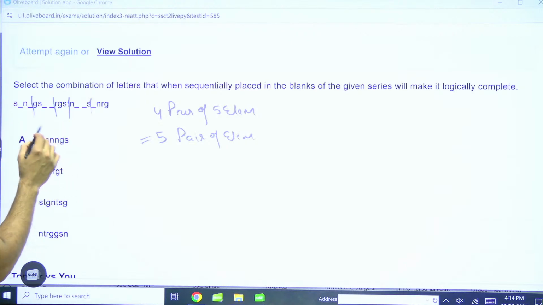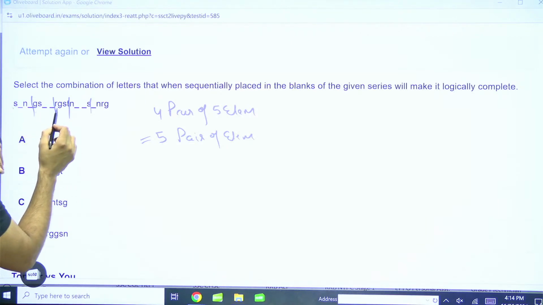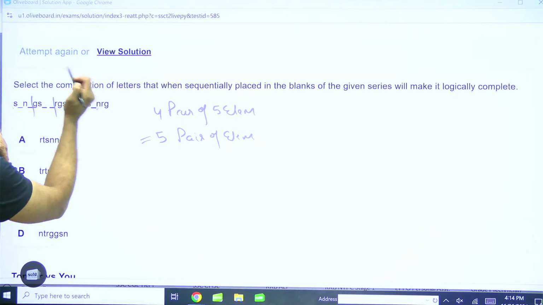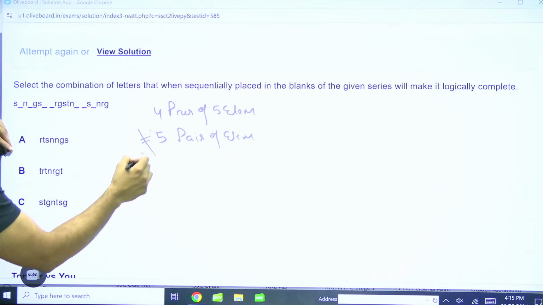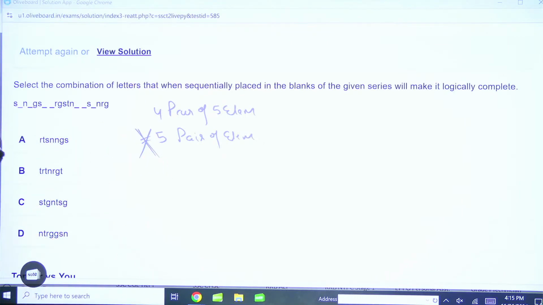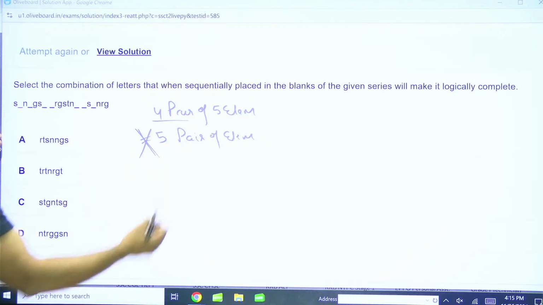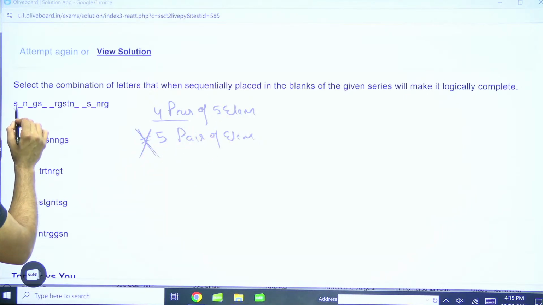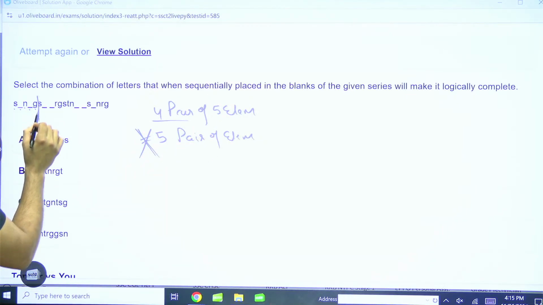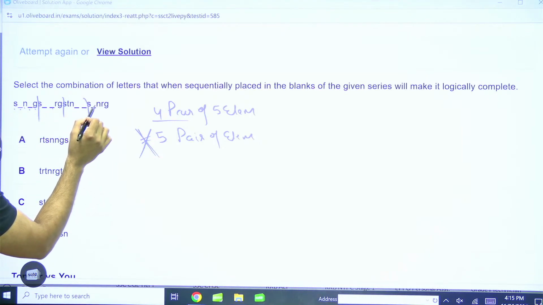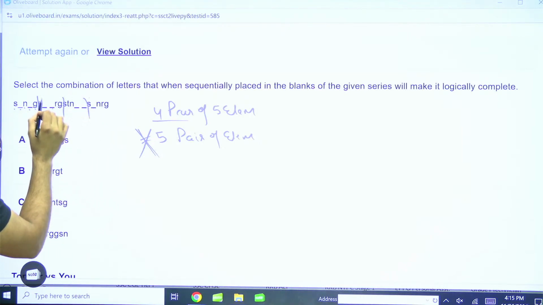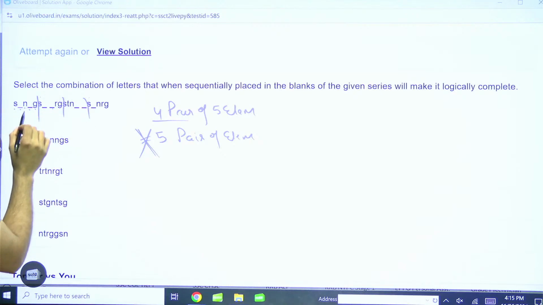If I see, this is starting with S, this is G, this is R, this is N. So this will not make a pair because all are starting with different letters. So 5 pairs is not making. Let's try 4 pairs of 5 elements. 1, 2, 3, 4, 5. All are starting with S.